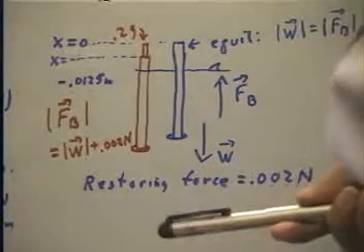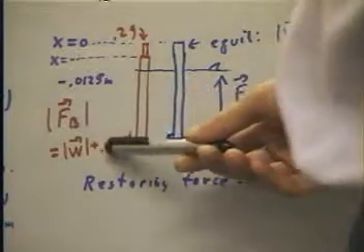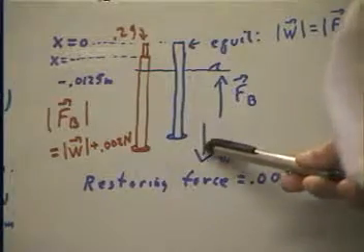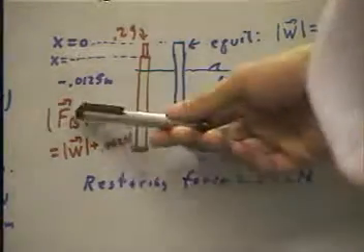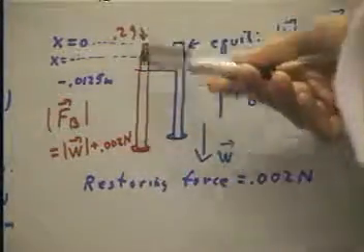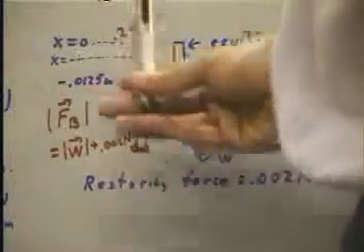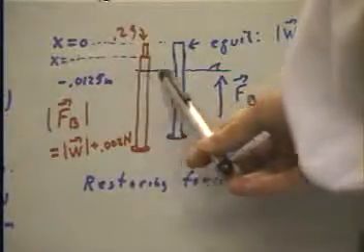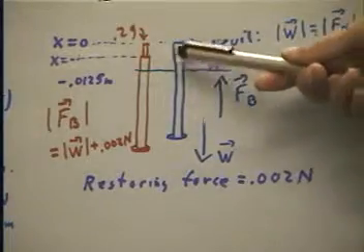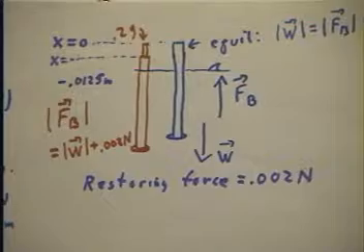In this case we say the buoyant force is equal to the weight. In this case the buoyant force would be equal to the weight plus the 0.002 newtons. In each case the buoyant force supplies the equilibrium force necessary to hold the system in equilibrium. Now this is the equilibrium position of the system without the mass, and this will be our equilibrium position for our simple harmonic motion.